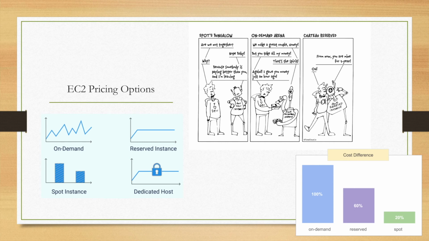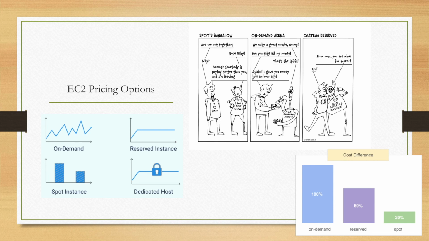EC2 also provides different pricing options. Usually, we start an EC2 instance by default as on demand. This is, of course, the highest price. Just like when we go to the stadium and want to buy tickets, at the window the price is always highest.